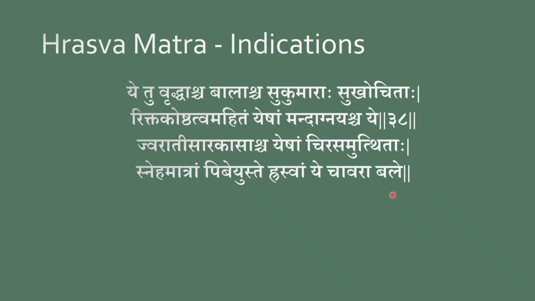Then Hraswamatra indications as per the Charaka. Yetu Vruddhascha Balascha Sukumara Suhojida. So this Hraswamatra is indicated for old persons, children, Sukumara, delicate persons with a delicate physique, and Sukhojitaha, the persons who are living a luxurious life.